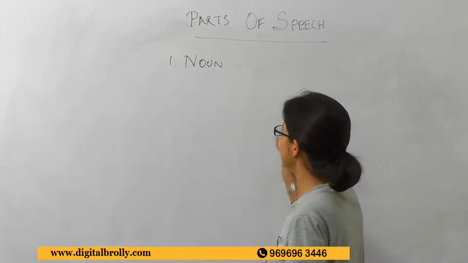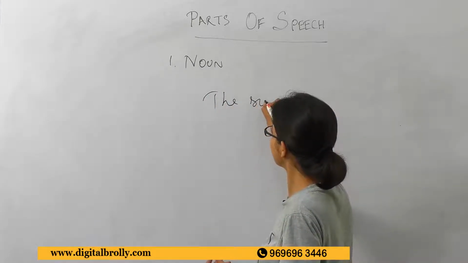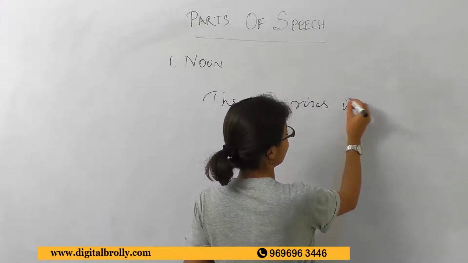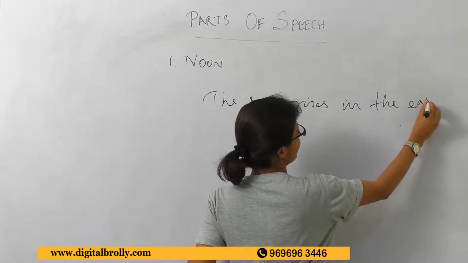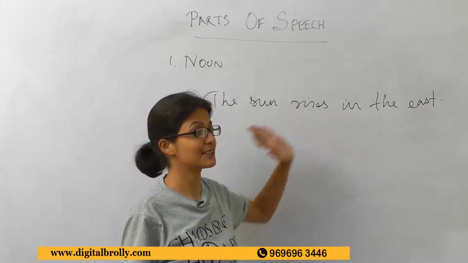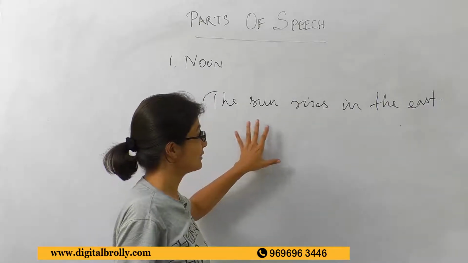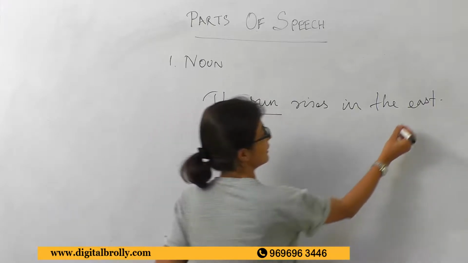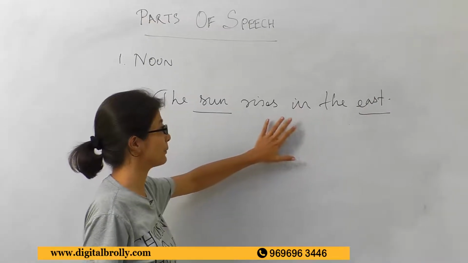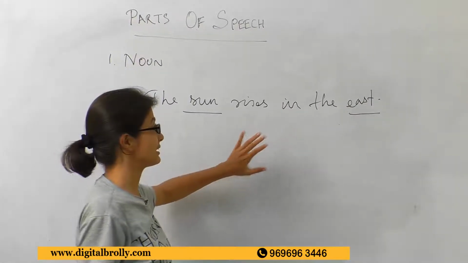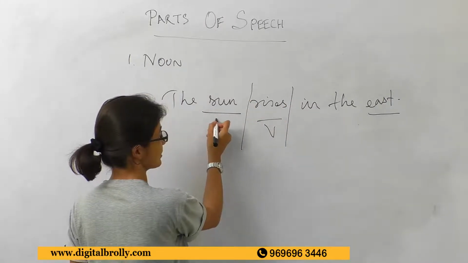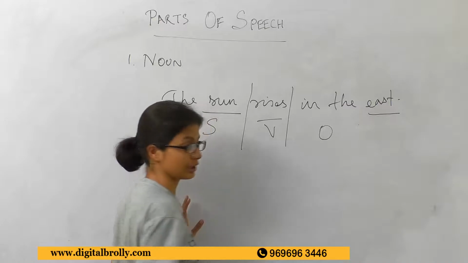Now, a sentence like, the sun rises in the east. Now, if I ask you to underline the nouns in this sentence, I expect you to do it by now. Here, the nouns are sun and east. Now, if you recall the episode that we had done on SVO, you would see that here is your verb. So, everything on the left side is your subject and everything on the right side is your object.